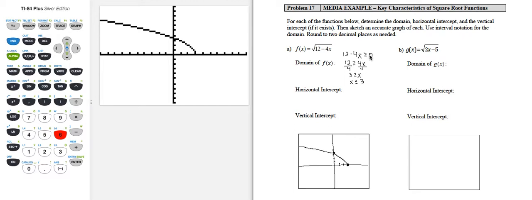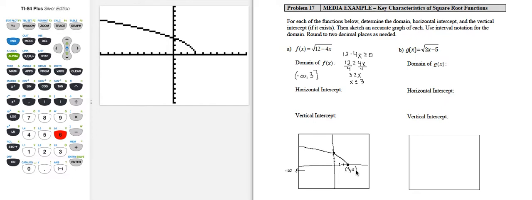I want to write my domain in interval notation, so that's going to be negative infinity up to and including 3, so I have a square bracket here. Remember that negative infinity is this way. And so this is 3, 0.